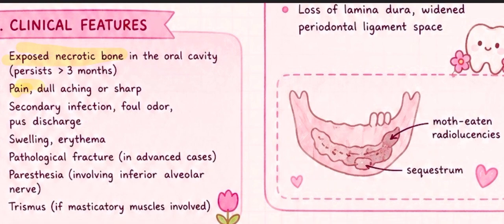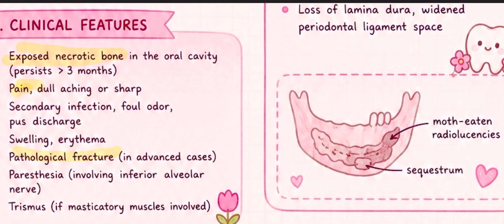And there will be chances of pathological fracture in advanced cases. Why will there be a pathological fracture? Because the bone will be more thin. There will be more chance of fracture because there occurs hypovascularity, hypocellularity, and hypoxia. So the bone tends to thin or become more fragile, and there will be chance of paresthesia.